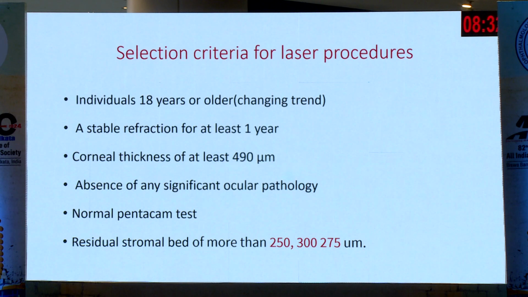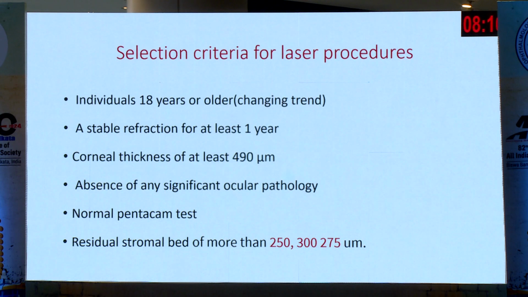Absence of any significant ocular pathology. The most important is a normal Pentacam test, and corneal tomography has to be done in all the surgeries. No surgery is advised on the basis of CCT or pachymetry. Don't go for any surgery, any small correction also, on the basis of pachymetry. Always go for the Pentacam or tomography test.